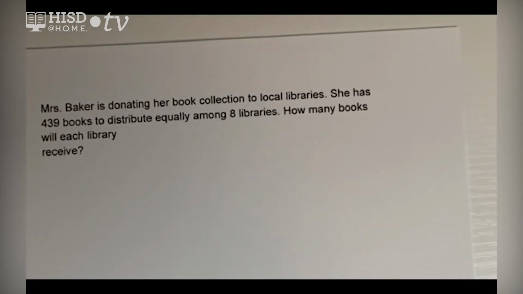So let's read it one more time, fourth graders, just to really get into the numbers and see what specifically we have to do. Miss Baker is donating her book collection to local libraries. She has 439 books to distribute equally amongst 8 libraries. How many books will each library receive? All right, so just by reading this question, we are able to now pick out the important information.